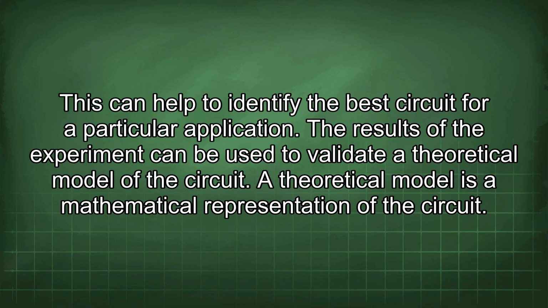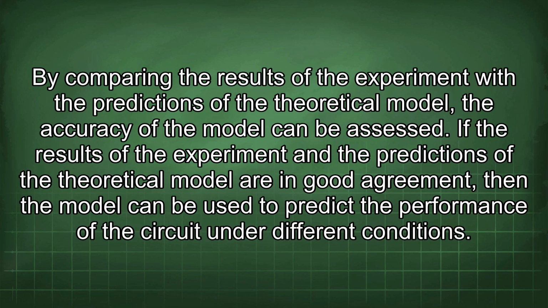The results of the experiment can be used to validate a theoretical model of the circuit. A theoretical model is a mathematical representation of the circuit. By comparing the results of the experiment with the predictions of the theoretical model, the accuracy of the model can be assessed. If the results of the experiment and the predictions of the theoretical model are in good agreement, then the model can be used to predict the performance of the circuit under different conditions.